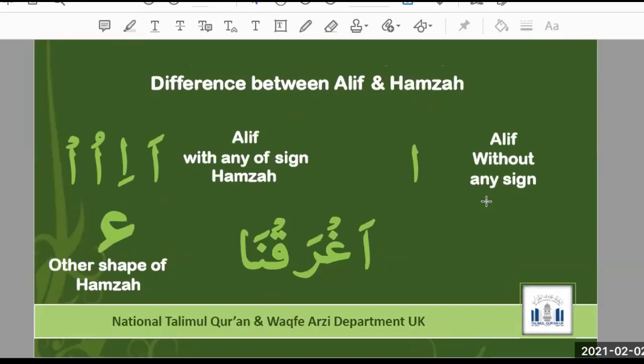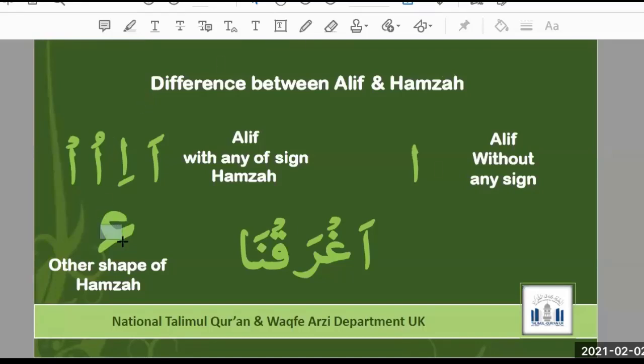Difference between alif and hamza. So alif without any sign, alif with any of the signs. Is that called hamza alif then? If it's got haraka. But you can say hamza or hamza alif. Both are correct. Okay. So this alif that we can see has now got haraka on it, it's got a fatha on it, a kasra on it, a dhamma on it, and it's also got sukoon on it. Yes. Yeah, that's today's lesson.